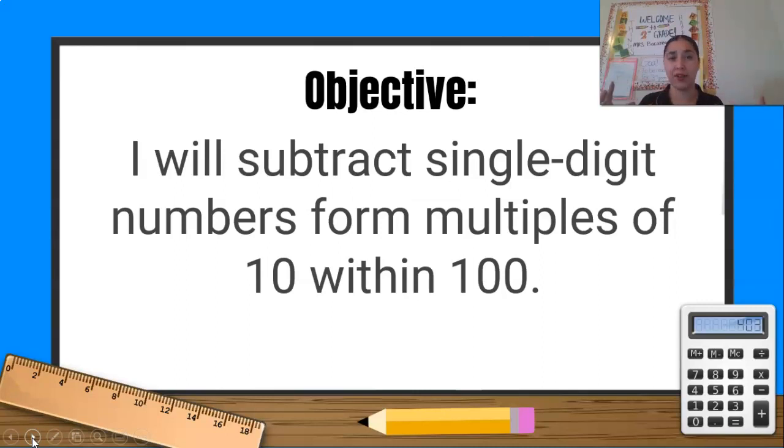So why is it important by the end of the class period to be able to subtract? Well, just like the example that I gave you yesterday of going to the store. When you go to the store and purchase one toy and you have $20 and your toy costs $5, you need to make sure you're able to subtract to know how much change you're going to get back. That's why it's crucial that we know how to subtract. So your turn. Say the objective for today. I will subtract single-digit numbers from multiples of 10 within 100.